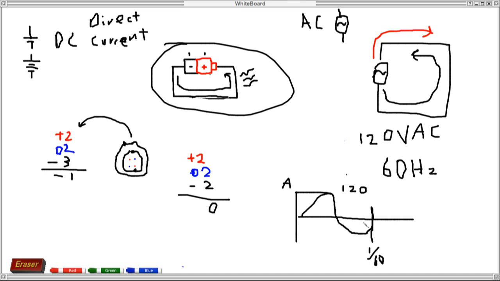This would be 1/60 of a second, because you have 60 cycles within 1 second. So in one cycle, you have your current incrementing. At this point, it'll get to a maximum of 120. Then after a period of time, it'll start decrementing, and it'll reach zero. That's when you have no current. The current ceases. At this point, your current starts to go the other way, up until a point where it reaches your negative peak, which is negative 120.